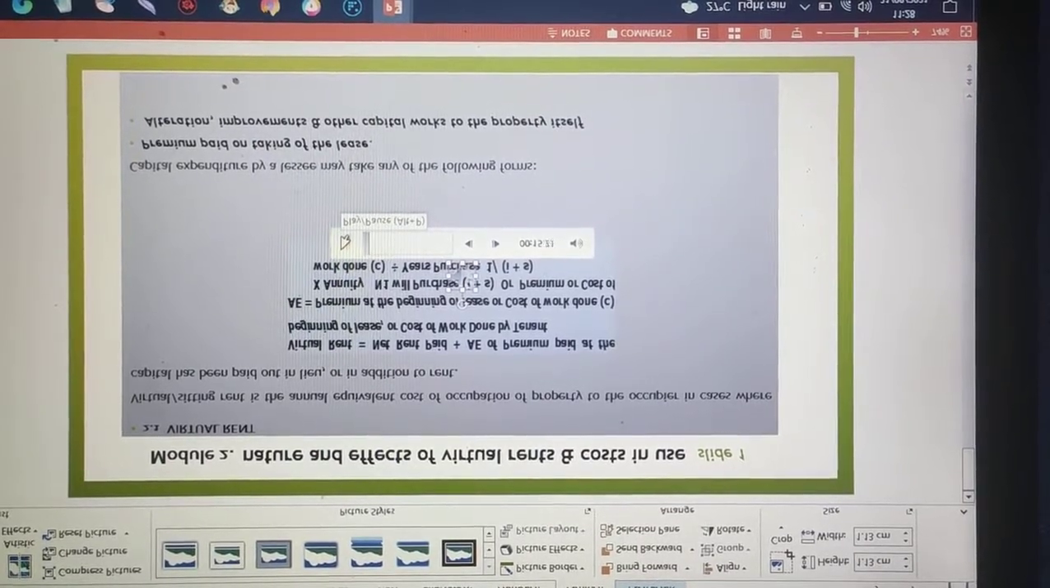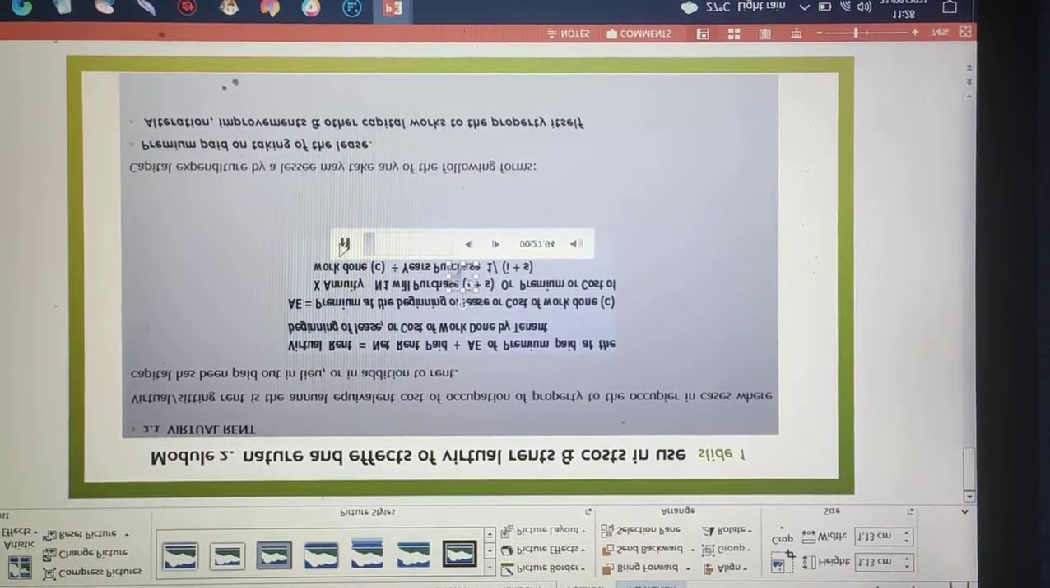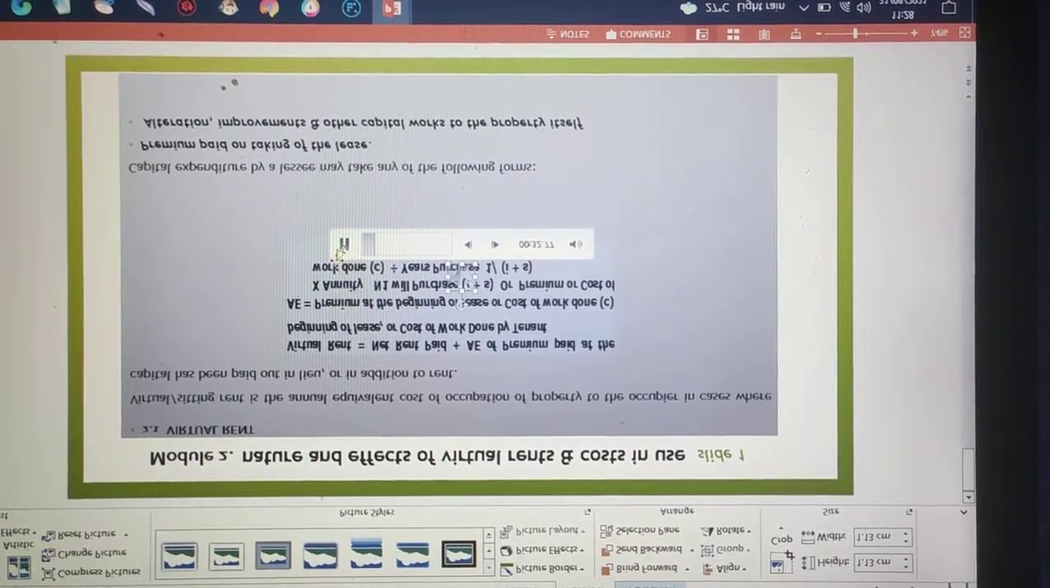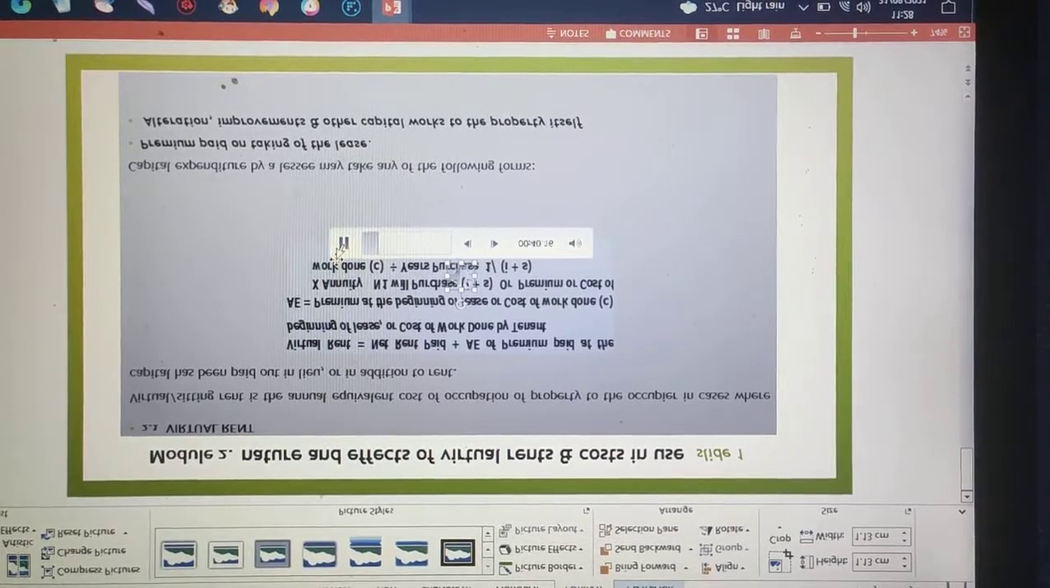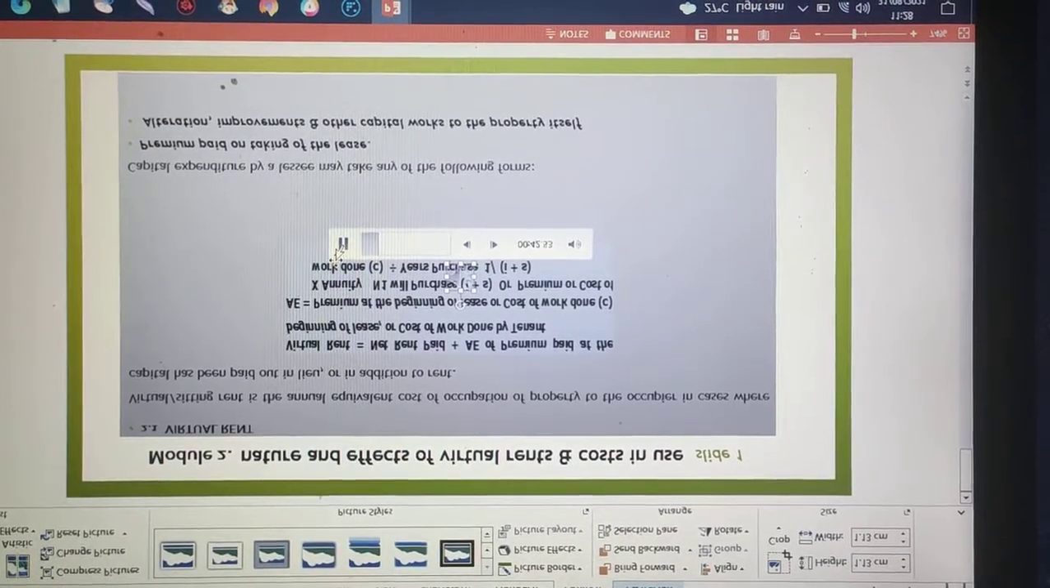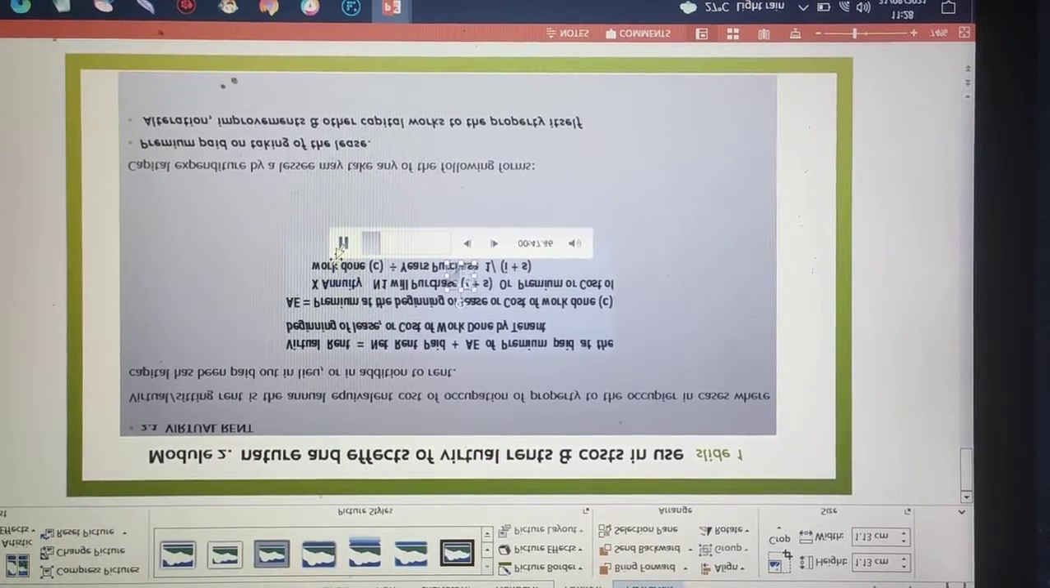What is virtual rent? Virtual rent, or sitting rent as some people call it, is the annual equivalent (AE) cost of occupation of property to the occupier in cases where capital has been paid out in lieu or in addition to rent. That means in most cases you are trying to determine the cost of the occupation to you as the tenant. That is why you want to calculate virtual rent in most cases.